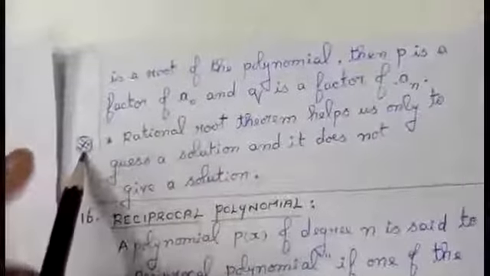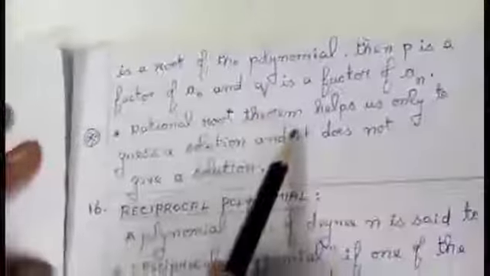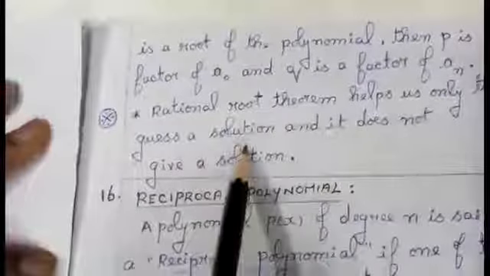While I am doing the sum, I will explain those things. And the second point you have to remember: the rational root theorem helps us to guess a solution and it does not give a solution.